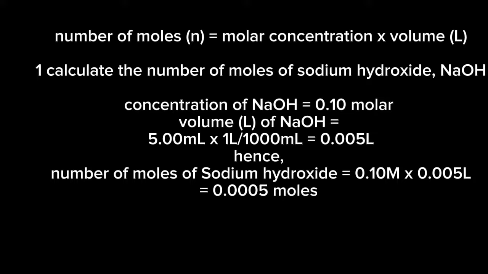1. Calculate the number of moles of sodium hydroxide. The concentration of sodium hydroxide is 0.1 molar. The volume in liters of sodium hydroxide, by conversion, will be equal to 0.005 liters. Hence, the number of moles of sodium hydroxide is equal to 0.10 molar times 0.005 liters, which results in 0.0005 moles.